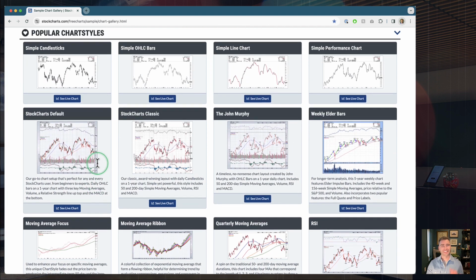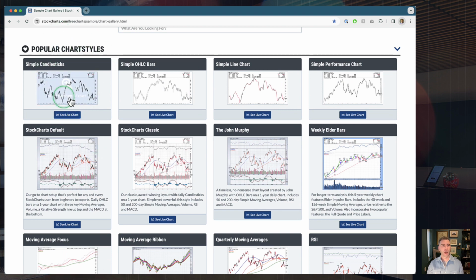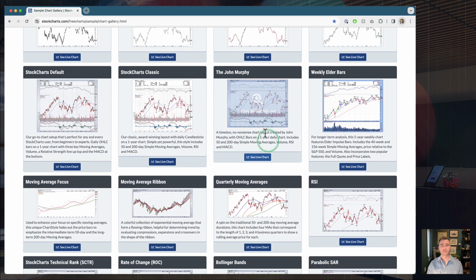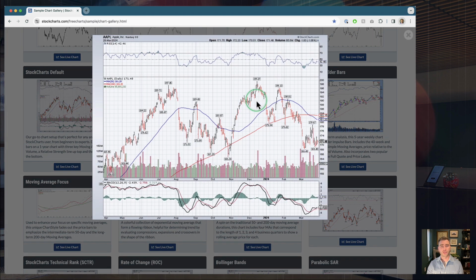So we've got different sections to this page. For instance, our popular chart style section will have things like a simple candlesticks chart, a simple OHLC bar chart, a simple line chart, even a simple performance chart if you like that percentage scale. Also has things like John Murphy's chart. You can blow these up to actually see a full-size version of them. So if you're curious about the John Murphy chart, there you go.